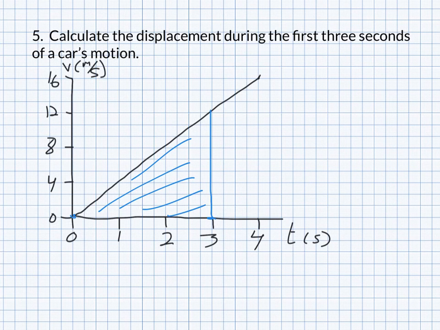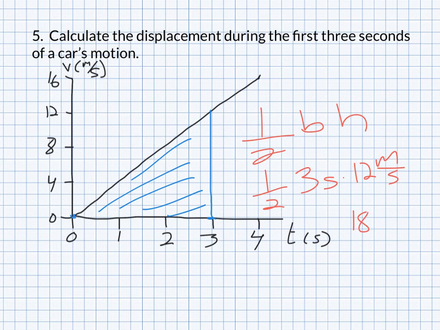Great. A little harder than the ones we had before just because it's a triangle, but not really that hard. So the area of a triangle is half base times height, which in this case is half of the time, which is 3 seconds, and the height of this triangle is 12 meters per second. So 3 seconds times 12 meters per second. Half of 12 is 6 times 3 is 18. Seconds cancel. Always use your units to help you. That would be 18 meters that this car travels during the first 3 seconds of its motion.